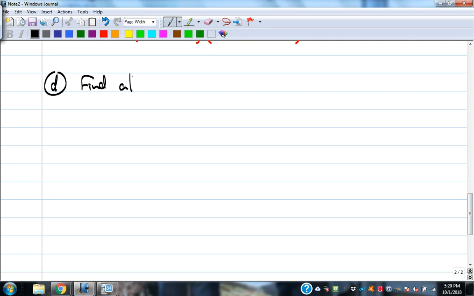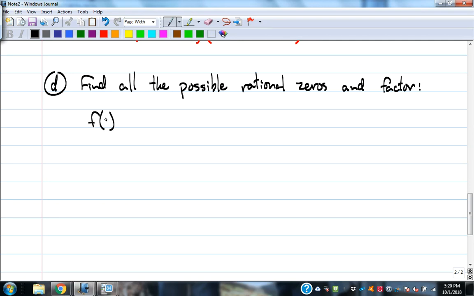Find all possible rational zeros and factor. Here's our function, f of x equals 2x cubed plus 11x squared minus 7x minus 6. Okay? All right. So that first part we haven't talked about yet. The factoring part we've talked about a little bit. We're going to do all of that.